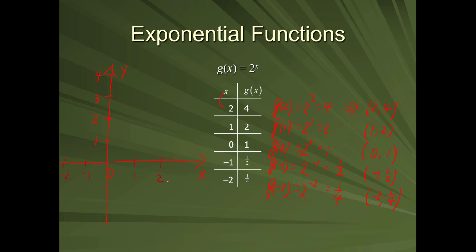Let's start sketching this graph. So 2, 4, that's here. And we have 1, 2 goes here. 0, 1 goes here. And then negative 1, half is here. And the last one is negative 2 and a quarter. Now we're connecting those 5 ordered pairs, connecting them, extending both directions.